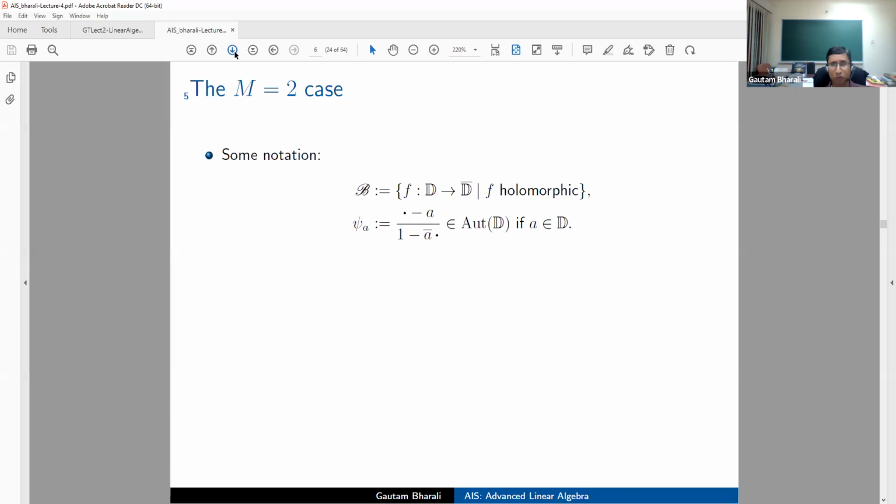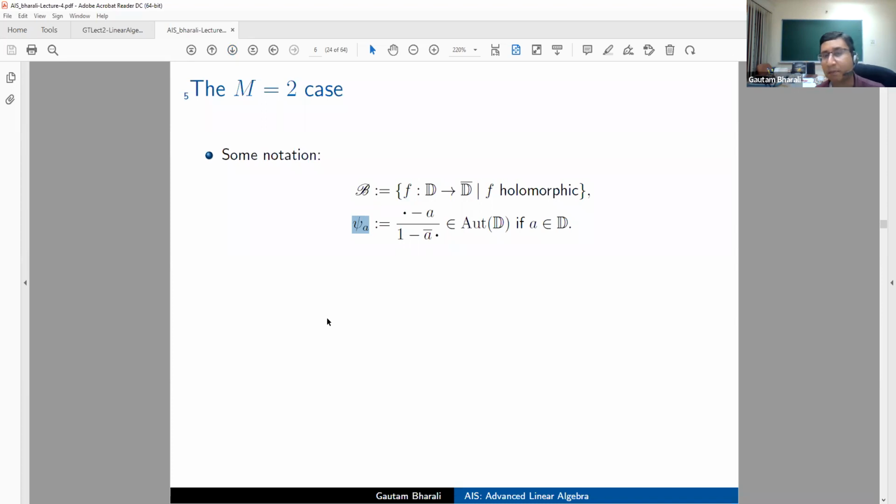So let me give you some notation. So script B is the set of all holomorphic maps on the open unit disk whose image is contained in the closed unit disk. Now, psi sub A is something everybody recognizes, right? Psi sub A is in fact a very specific disk automorphism.